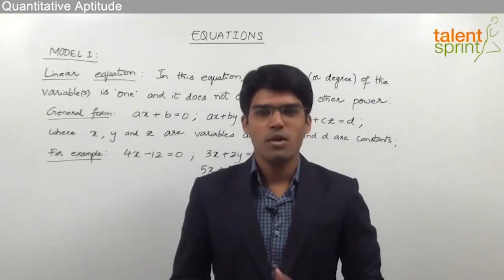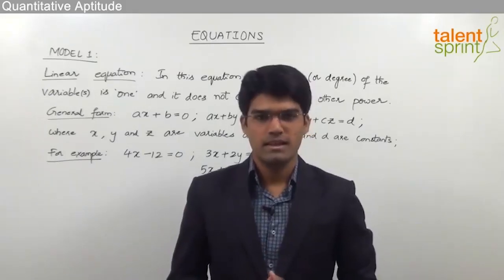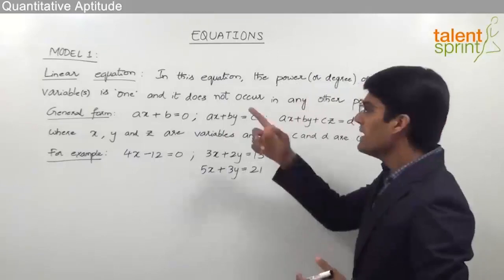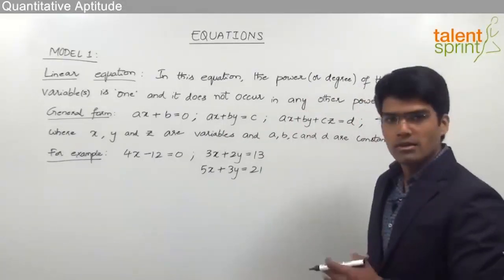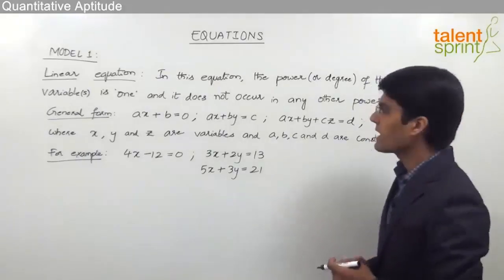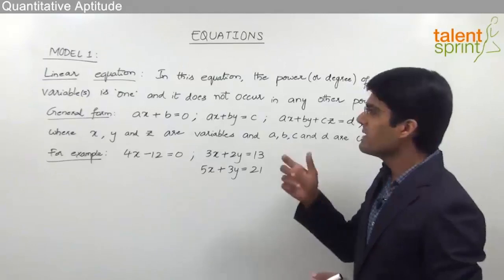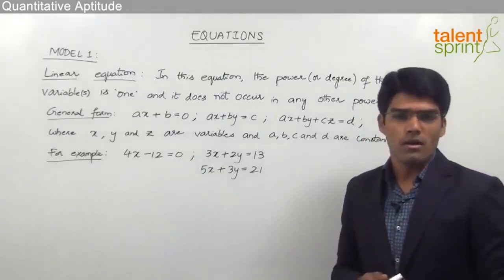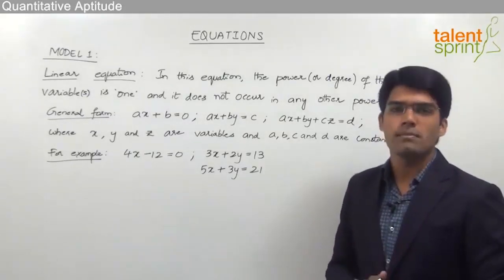Let us now take the first module from this topic of equations, where we are going to learn about linear equations. Let us first understand what is meant by a linear equation. In a linear equation, the power or degree of the variable or the variables is 1, and it does not occur in any other powers. So as we can see from this, a linear equation is the one where the degree or the power of the variable or the unknown is 1, and it does not occur in any other powers.